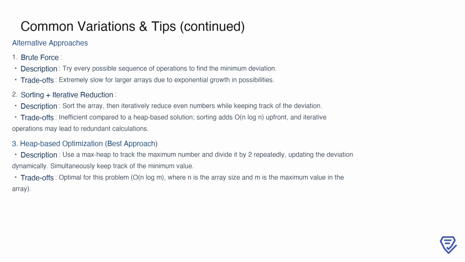Here, you use a max heap to continually track the largest number in the array, dividing it by 2 repeatedly and dynamically updating the deviation. At the same time, you monitor the smallest value to ensure accurate deviation calculations. This method achieves an efficient O(n log m) complexity, where n is the size of the array and m is the maximum value in the array, making it the best approach for this problem.